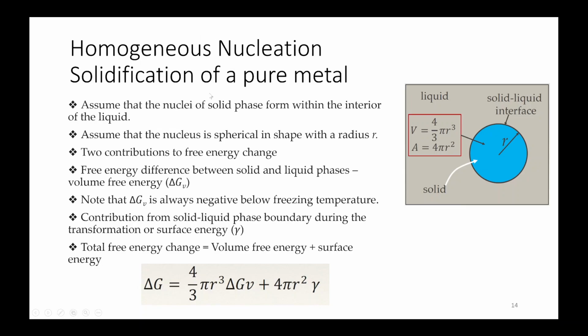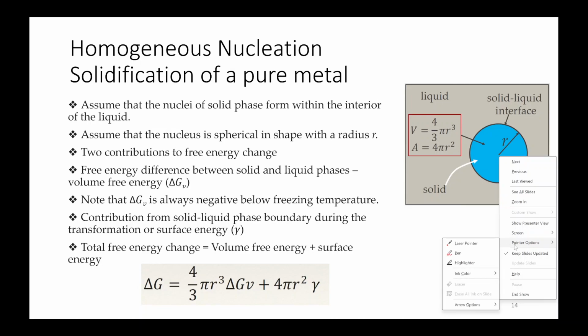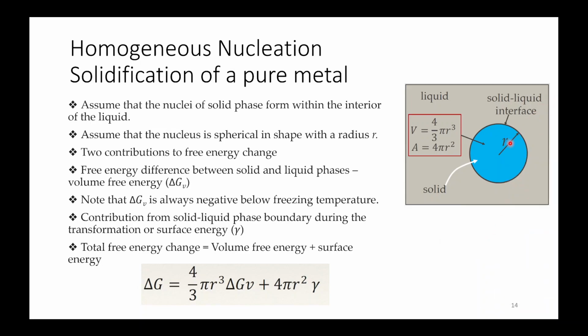Homogeneous nucleation in case of solidification of a pure metal. In this case we assume that the nuclei of solid phase form within the interior of the liquid, and we assume that the nucleus is spherical in shape with a radius of r, which is shown here. So this nucleus will have a certain surface and a volume. Volume will be 4/3 pi r cube, which is a sphere's volume, and 4 pi r square will be its area. Now there are two contributions to the free energy change.